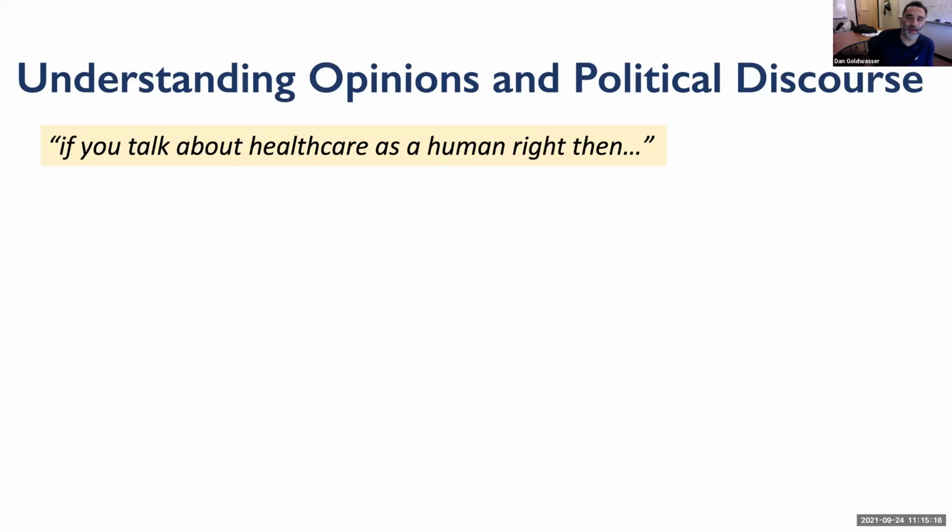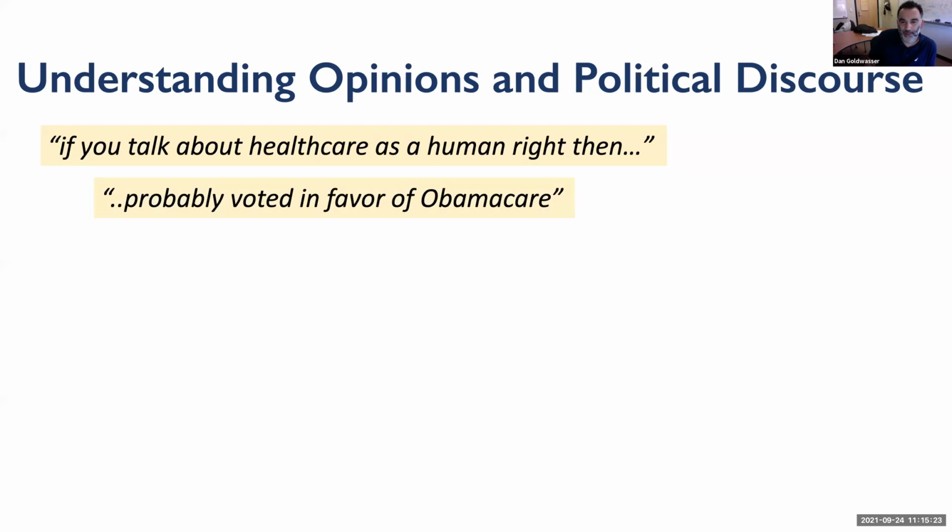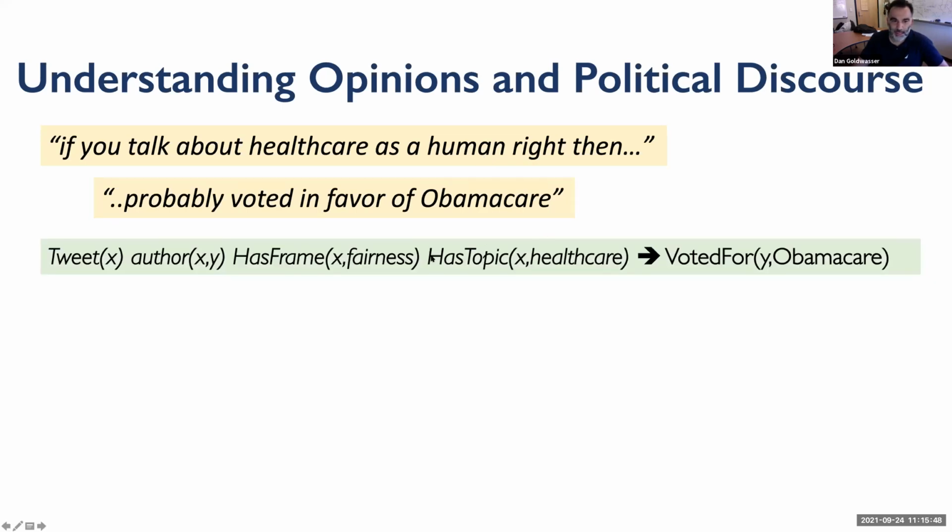Okay, so here are a couple of examples why this can be kind of cool for this domain. If you talk about healthcare as a human right, then you probably voted in favor of Obamacare. So if I'm able to identify that there is a symbol here, which is framing a certain topic in a certain way, for example, framing the topic of healthcare as a human right, then I can build some expectations about some real world behavior. So I can write this down in a declarative way that consists of entities and symbols: the tweets, the author, the framing dimension, and so on.